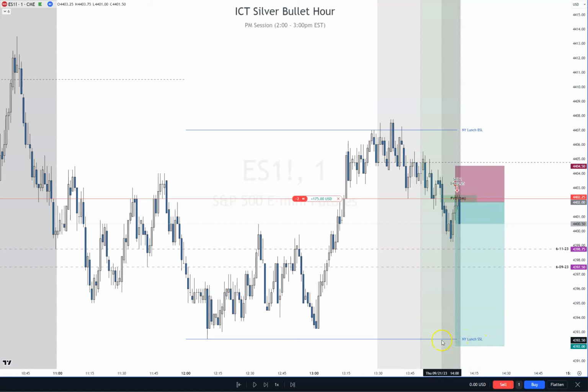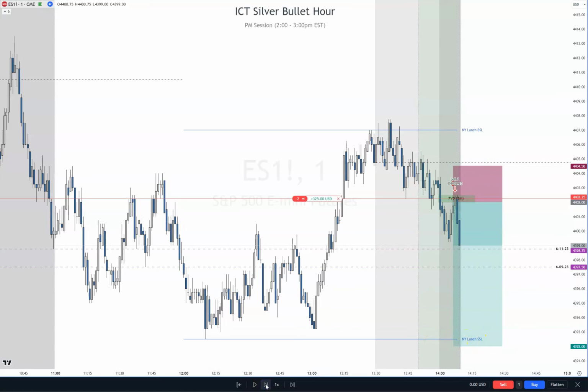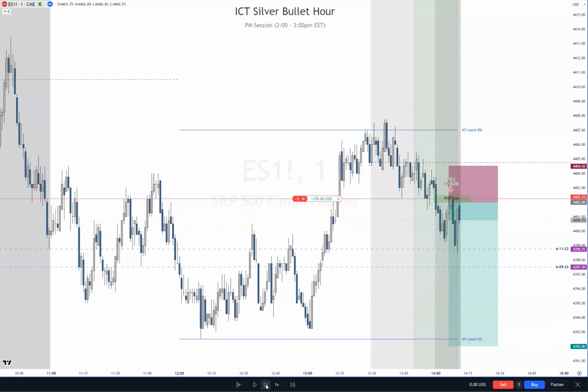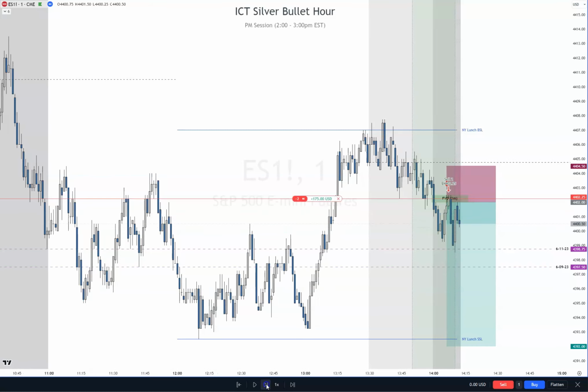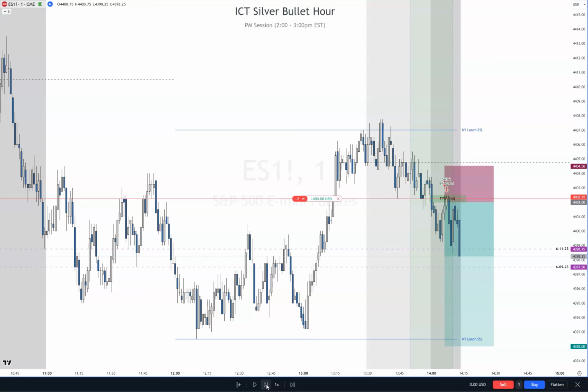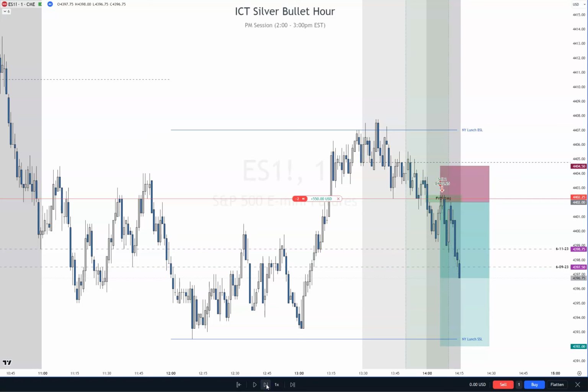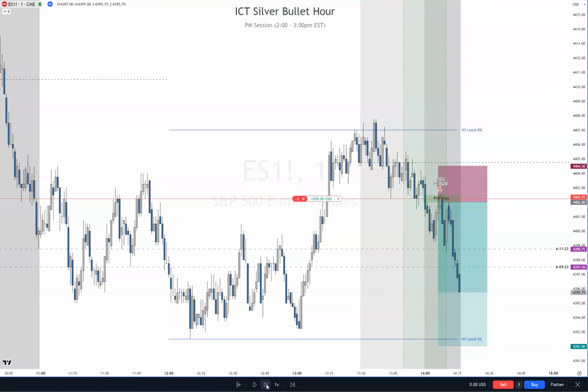Again, my target is the lunch session low, because that's how we're trading this, using ICT's framework that he gave us for how to trade the Silver Bullet. All right, that is pretty good right there. All right, I'll buy one. That's about 60%. Ideally, I'd like to have a close here, but I'll take one off here.